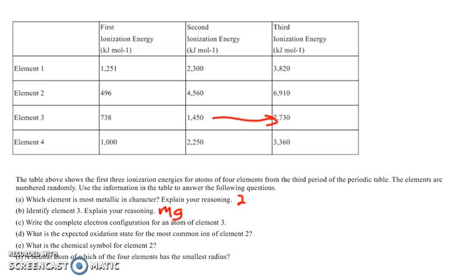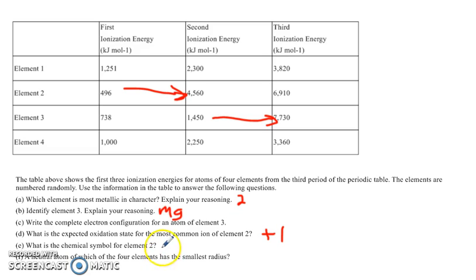What's the expected oxidation state for the most common ion of element number 2? So now we're not talking about 3 anymore, we're talking about 2. Let's go up here. So once again, this is a pretty good jump. That's not as much of a jump. So this is a huge jump. This is your biggest jump right here. So how many valence electrons does it have? 1. Which is the only element in period 3 that has 1 valence electron? Sodium. So what is the most common oxidation state for sodium? It's +1.